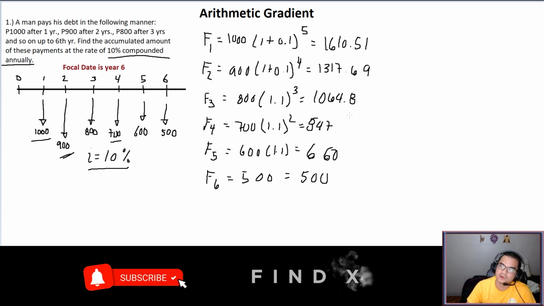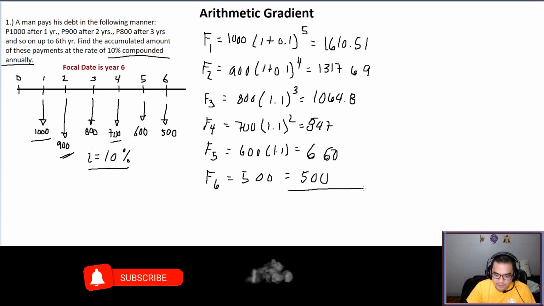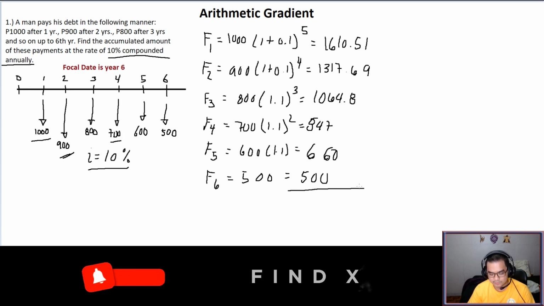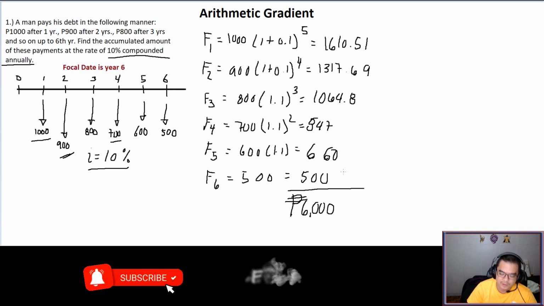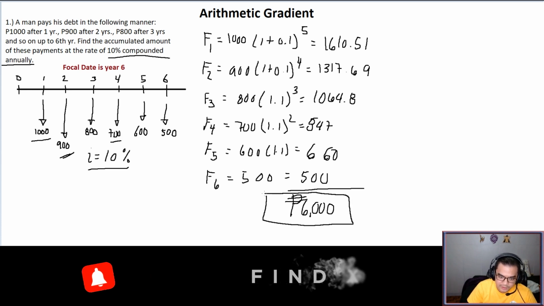As you can see, all of these values are already in year 6. So all you have to do is add all of these. Adding all of those: 1610.51, plus 1317.69, plus 1064.8, plus 847, plus 660, plus 500. That is exactly 6,000. So this will be your final answer.